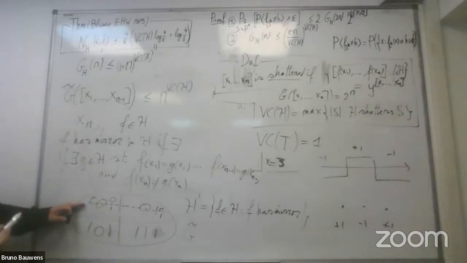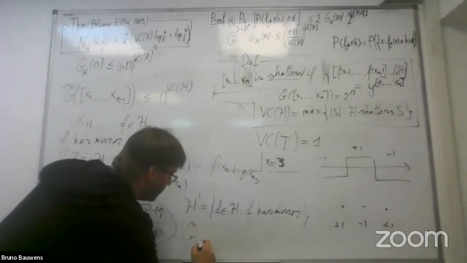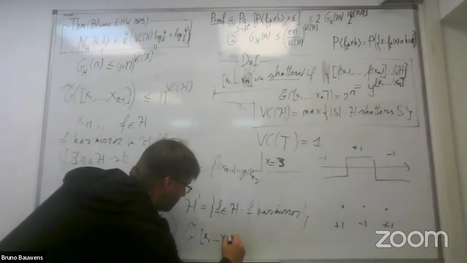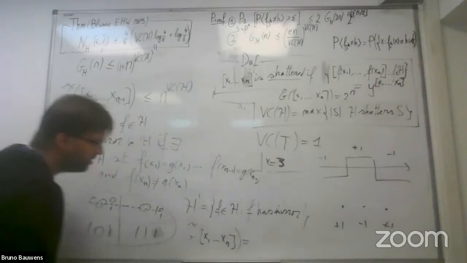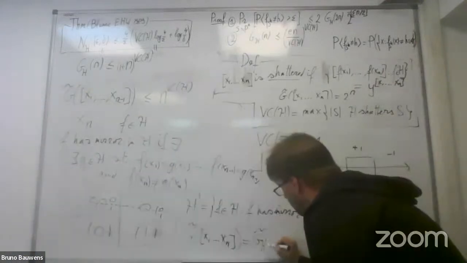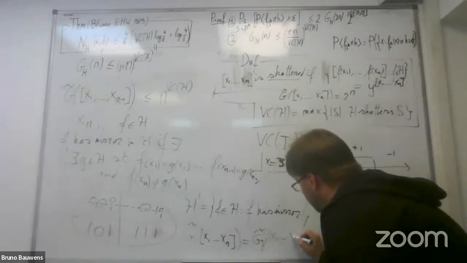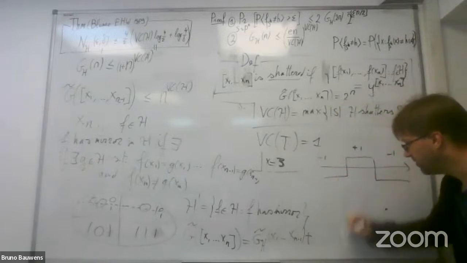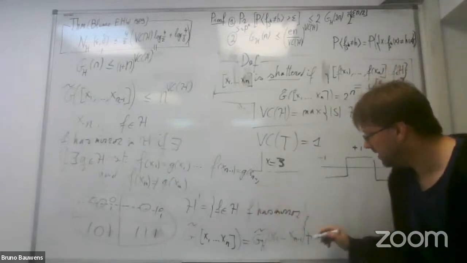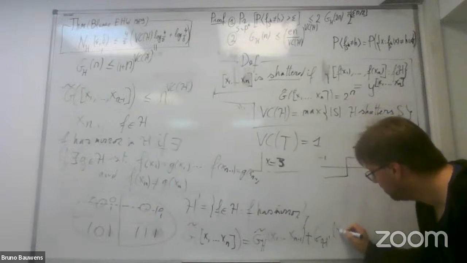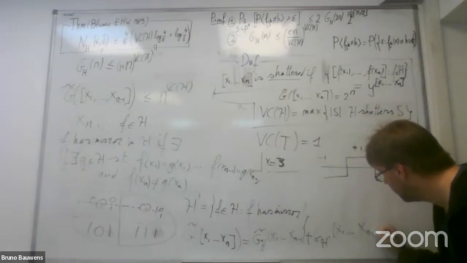So let me write it. G of x1 till xn is equal to the number of dichotomies on H for x1 till xn-1, plus the number of dichotomies for the special class H prime, G H prime of x1 till xn-1.